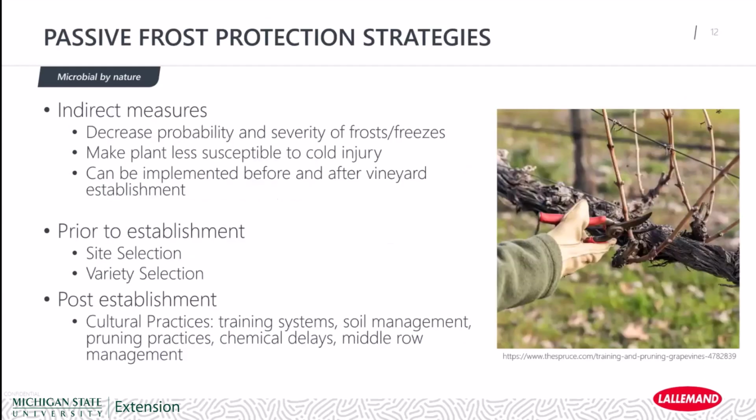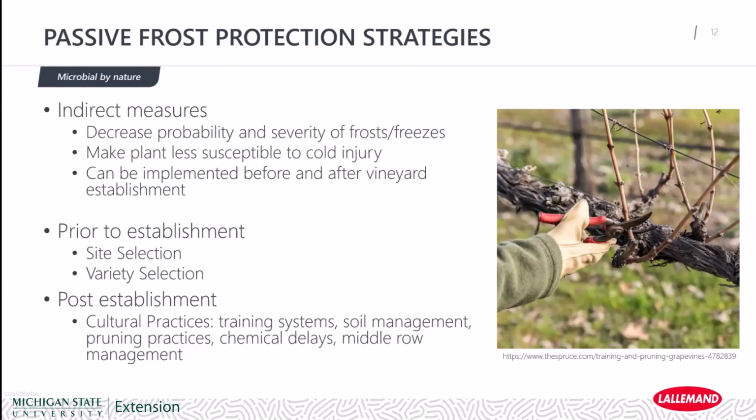There's really two types of protection strategies that we talk about for frost protection. And those are going to be passive or active. So the first type is a passive frost protection strategy. Your passive frost protection strategies are going to be indirect measures, and they will actually work to decrease the probability and the severity of your frosts or freezes.